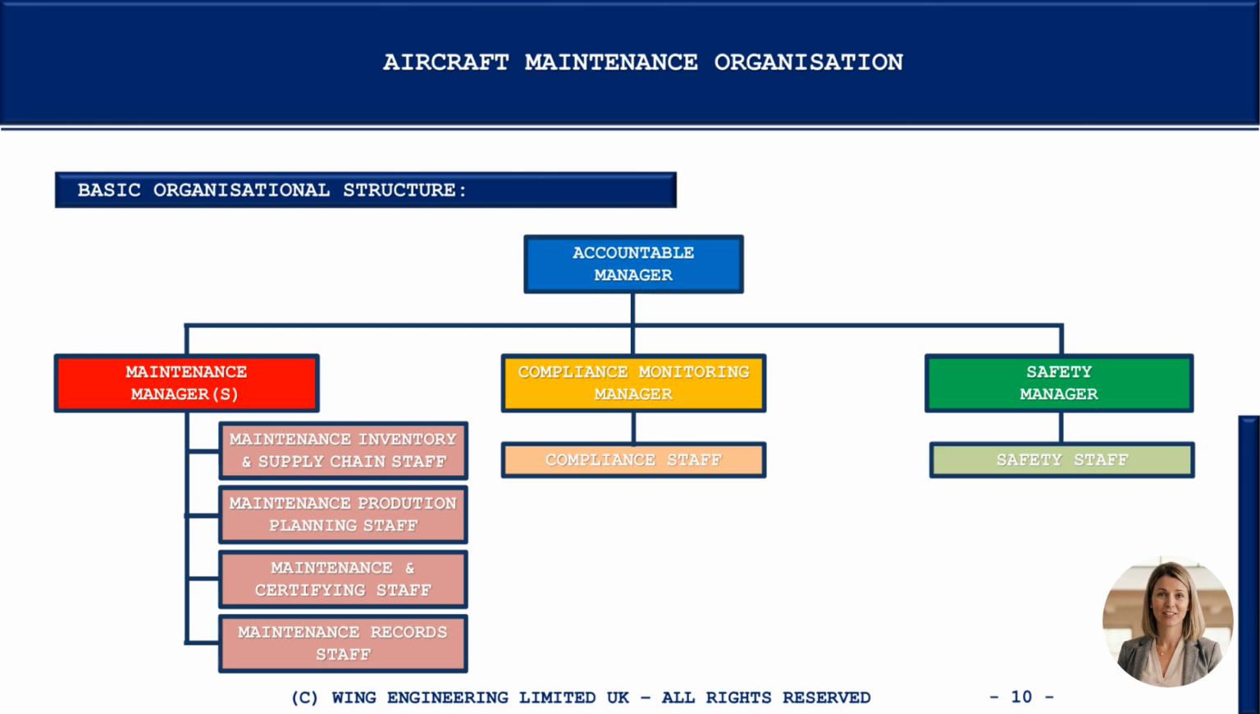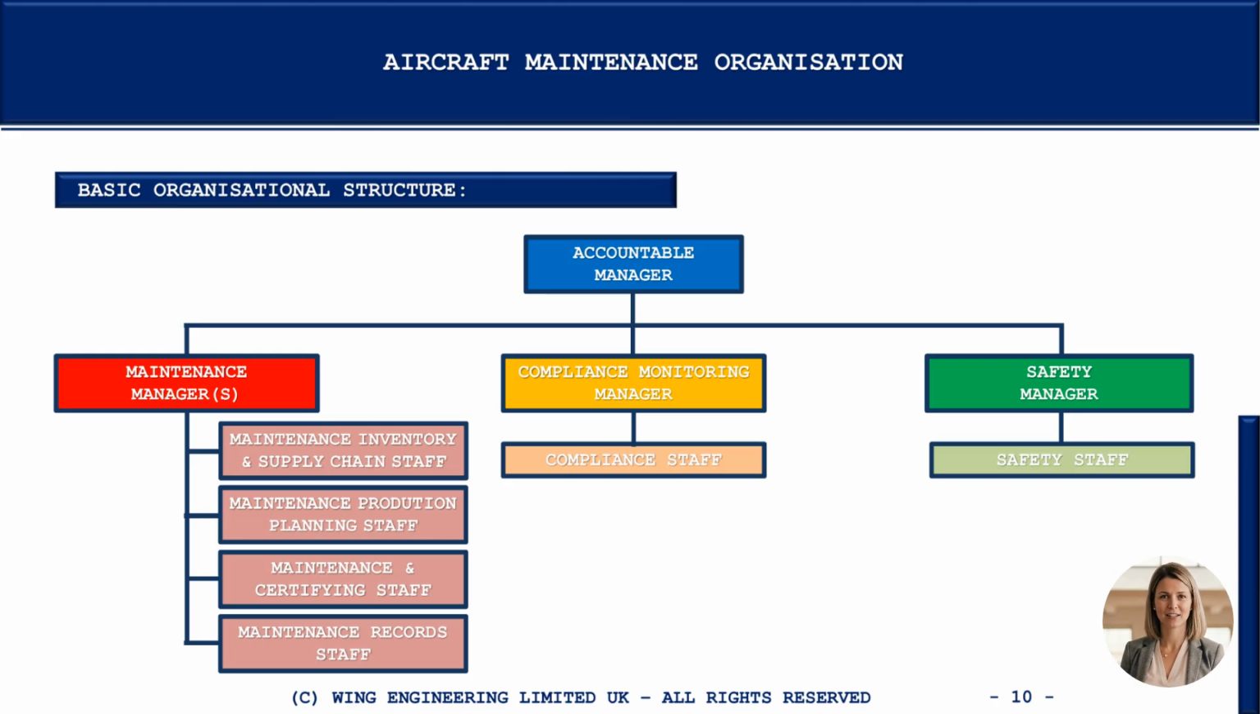The maintenance manager is responsible for the day-to-day oversight of the maintenance operations. The raw and consumable materials, as well as replacement parts and components required for maintenance, are normally sourced and procured from other organisations such as the TCH, OEMs and approved vendors, and the maintenance inventory and supply chain staff are responsible for setting up and managing this. The maintenance production planning staff are responsible for translating the customer's requirements into a clear roadmap to facilitate the effective and efficient completion of the requested maintenance.